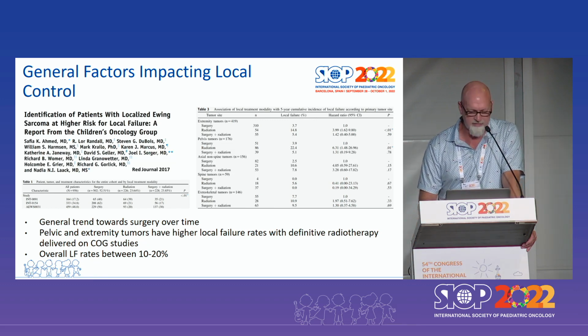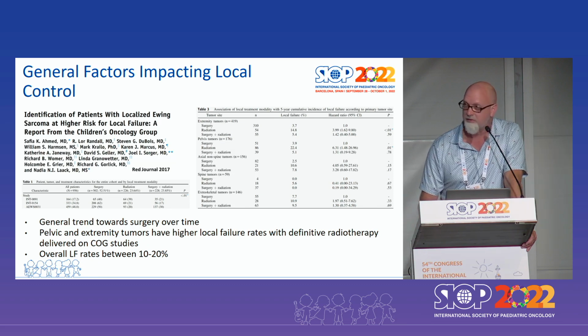In the United States trials, one of the things we've definitely seen over time, from the earlier Intergroup 91 trial to our more recent studies, is a move towards surgery and away from definitive radiation. If you just add up the patients here, it's really dropping from about 39% to about 20% in that most recent trial. Pelvic and extremity tumors seem to continue to have the highest rates of local failure when treated with definitive radiation therapy, and the addition of surgery with or without radiation seems to mitigate some of those features.